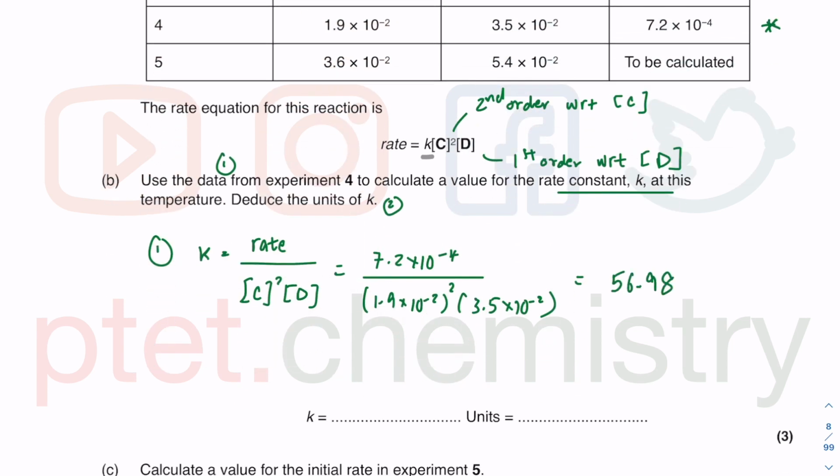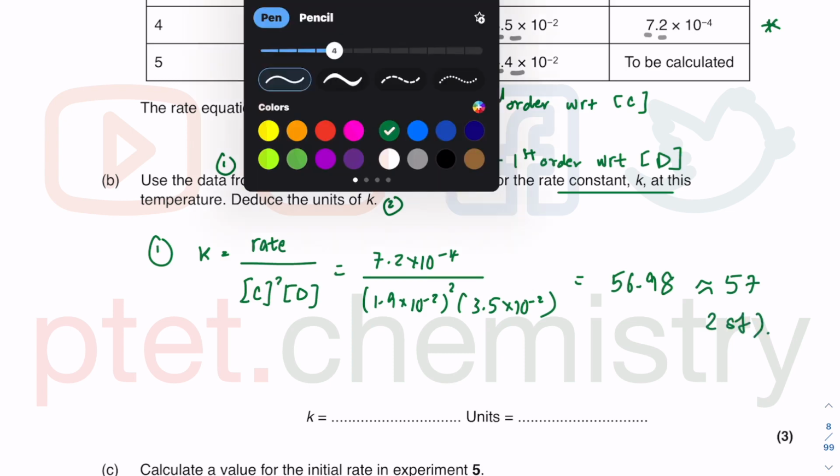56.98. Looking at the data in the question, 1.9 is 2 sig fig, 3.6 is 2 sig fig. So again, these are 2 sig fig. So it looks like all the data are 2 sig fig. So I'm going to leave this final answer to 2 significant figures. And I've got to work out the units.